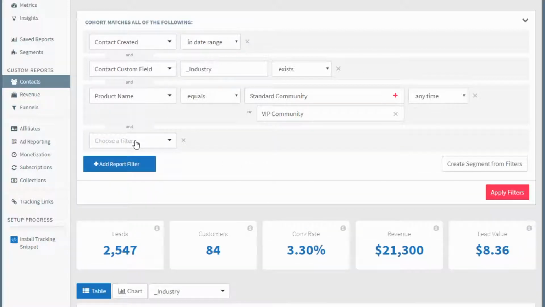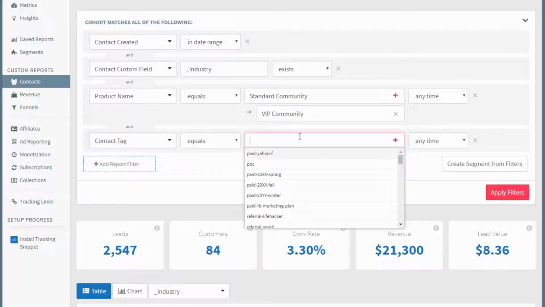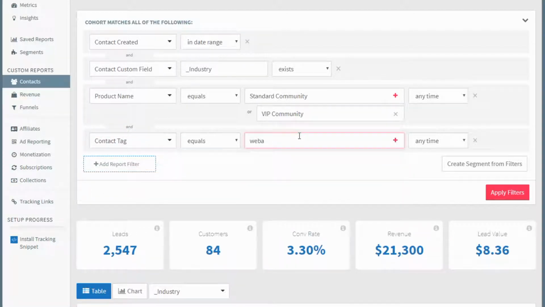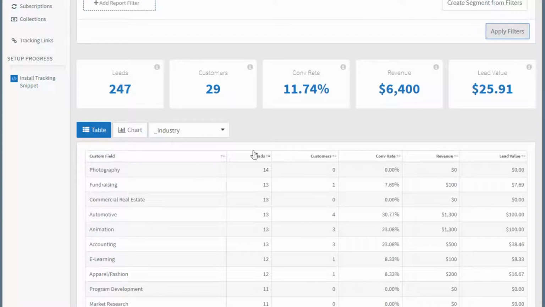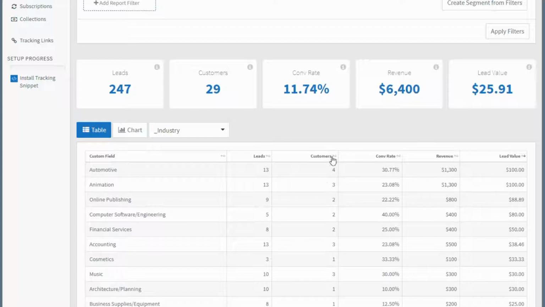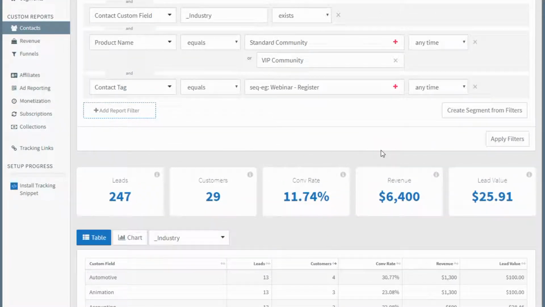Or any of our marketing things. So we can also take in, let's look at the tags. Let's look at people who have registered for our webinar and how that's going to apply. We can see here that, again, we change and we see photography, well, we need to get our lead value. Again, not that great, but we're looking at a lead value of now $100 for automotive, because we have a lot fewer people who have gone in and done that action.